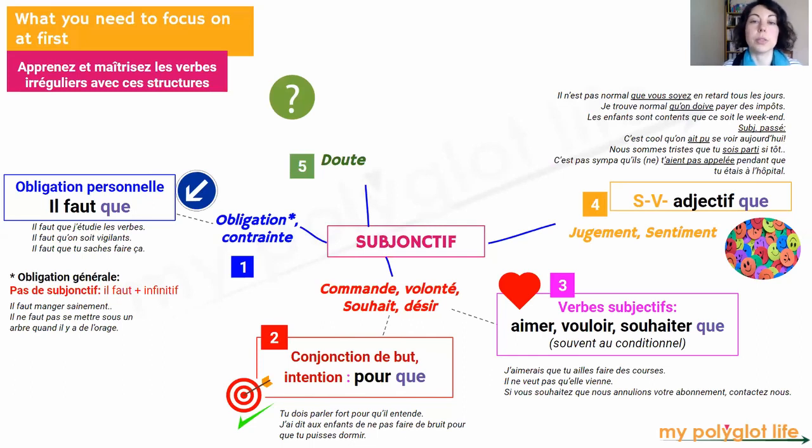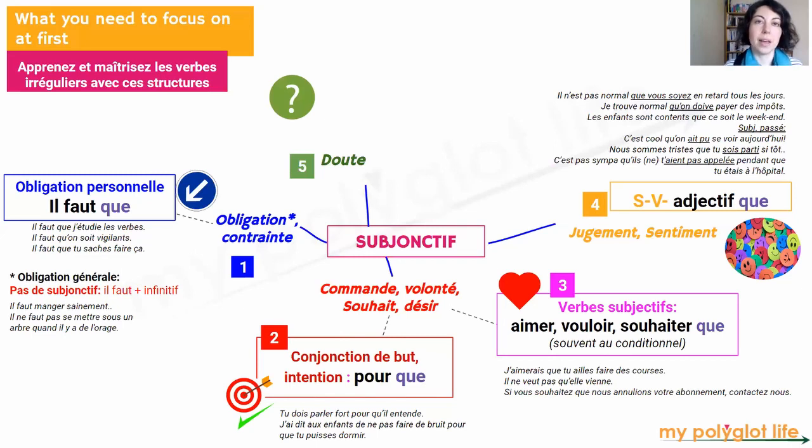That's a very, very common situation. So at first, I would recommend you focus on those 4 situations. They are very common, they happen all the time, and try to practice as much as you can until you feel comfortable. And don't forget those irregular verbs.